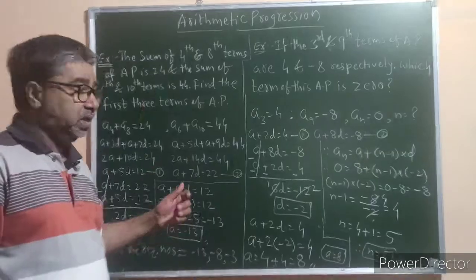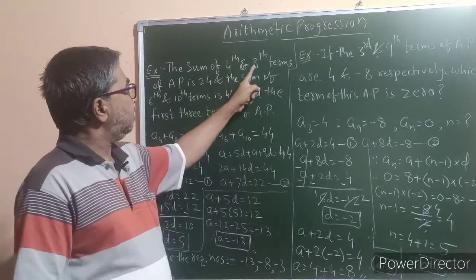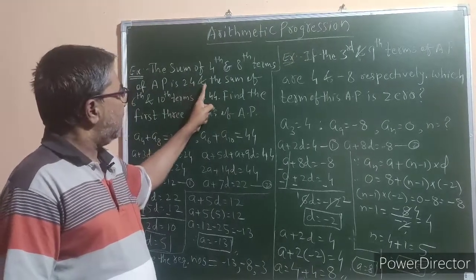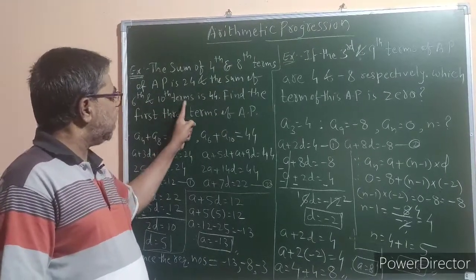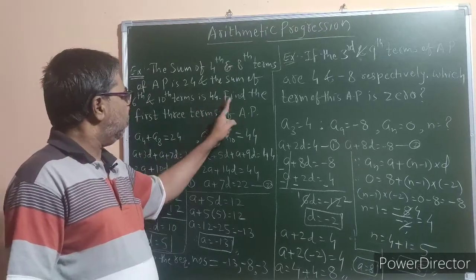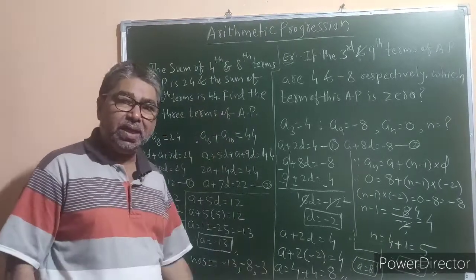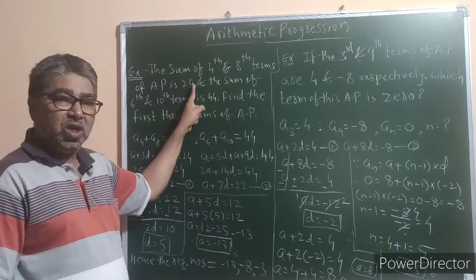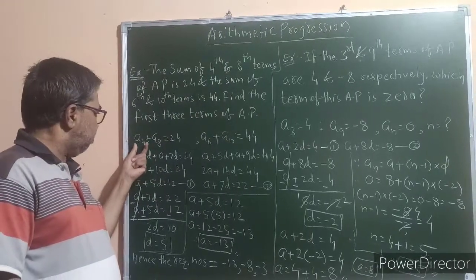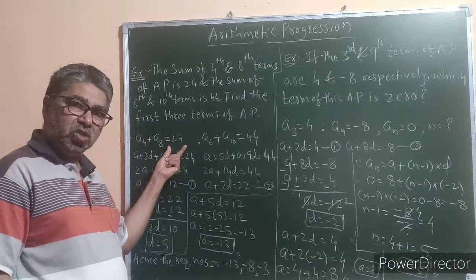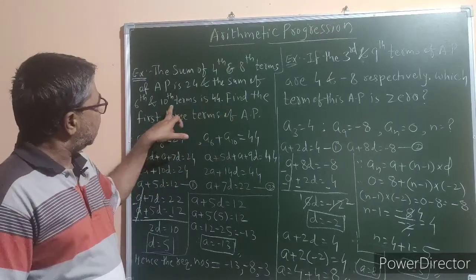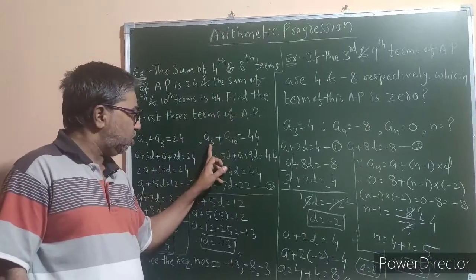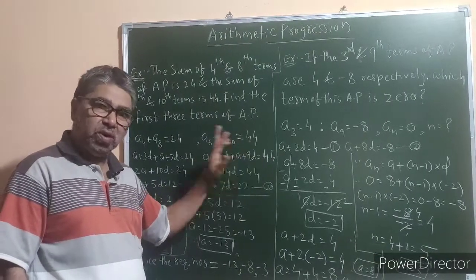The first example is: the sum of 4th and 8th terms of an arithmetic progression is 24, and the sum of 6th and 10th terms is 44. Find the first 3 terms of the arithmetic progression. So the sum of 4th and 8th term is 24, so it means a4 plus a8 is equal to 24. In the same way, the sum of 6th and 10th terms is 44, a6 plus a10 is equal to 44.